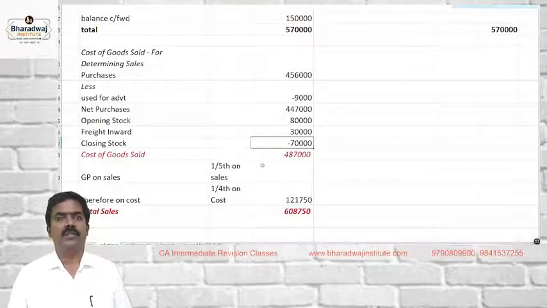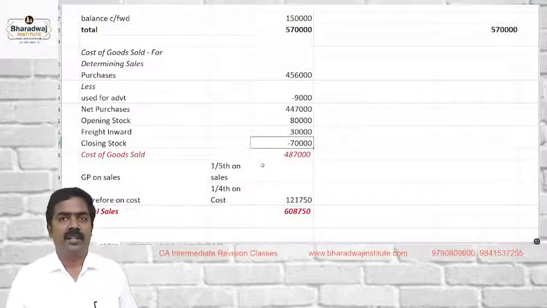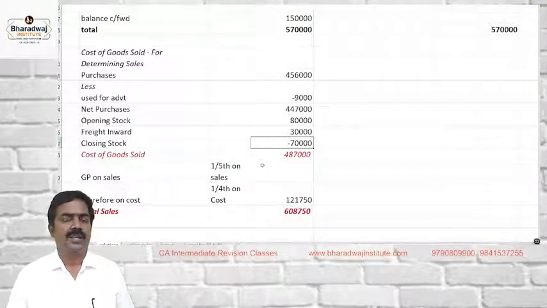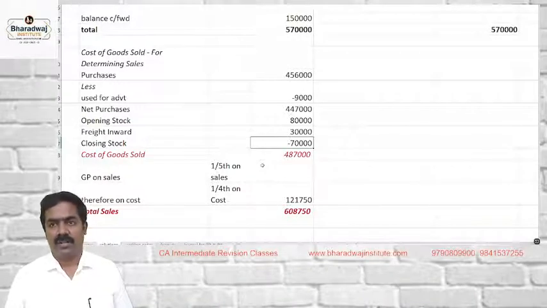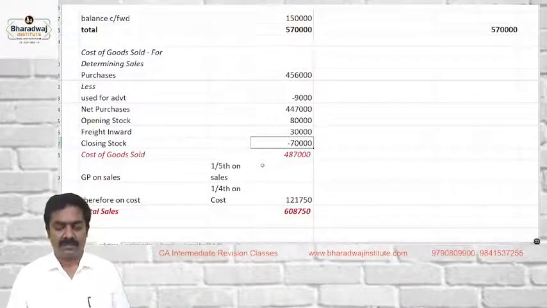Next you can start with which account? Prepare the two accounts together. What are the two accounts? Debtors account and bills receivable account, do it together.